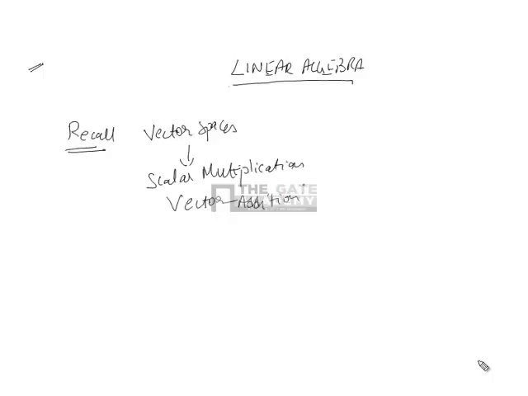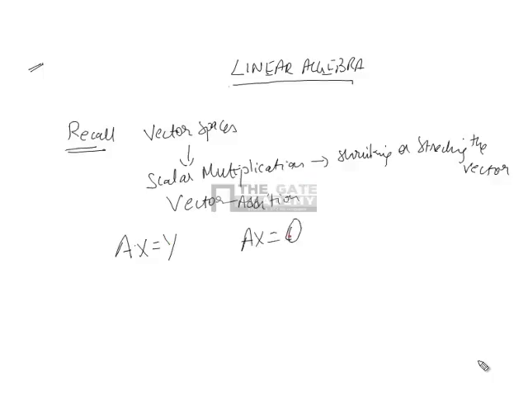What do you mean by scalar multiplication? It is either shrinking or stretching the vector. This is the meaning of scalar multiplication. These we have seen. Then we saw the system meaning of Ax equal to y and Ax equal to 0.